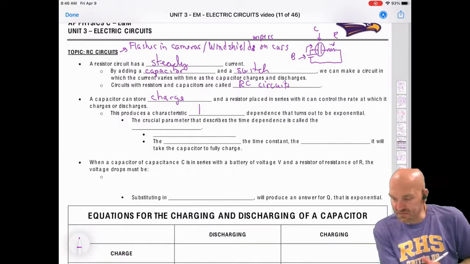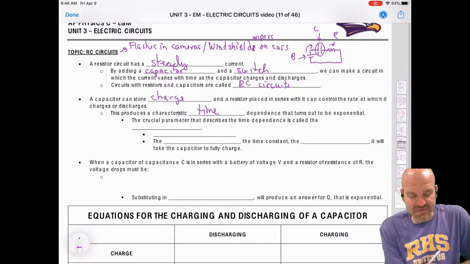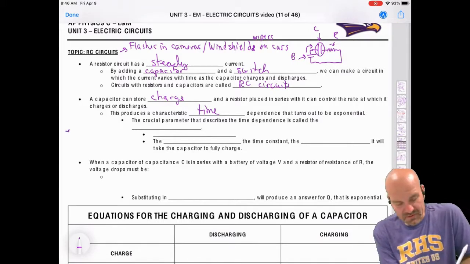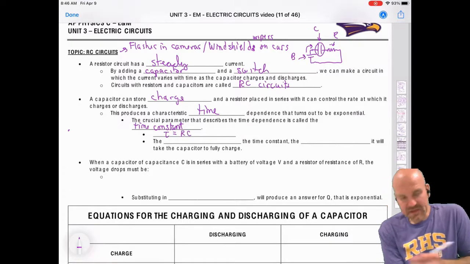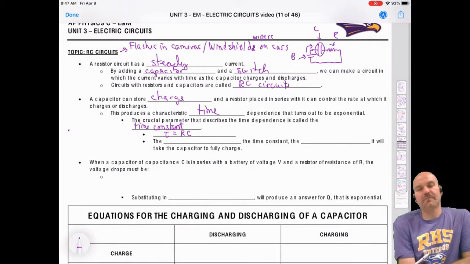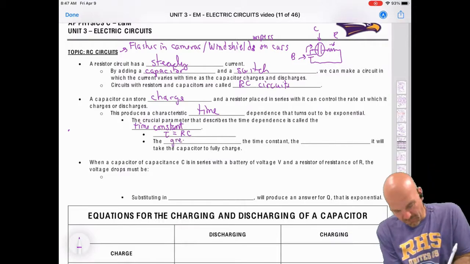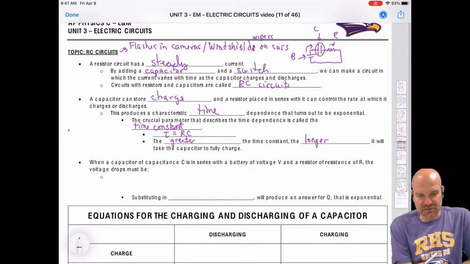Okay, so this produces a characteristic time dependence that turns out to be exponential. And the crucial parameter that describes the time dependence is called the time constant. Okay, and so the time constant, which is given the symbol tau, is simply the resistor times the capacitor. And so the greater the time constant, the longer it takes for the capacitor to fully charge.